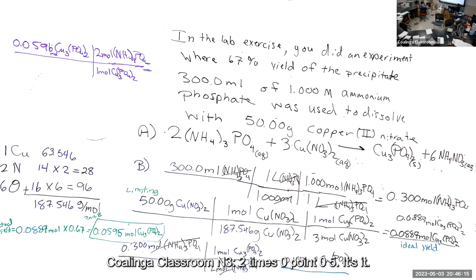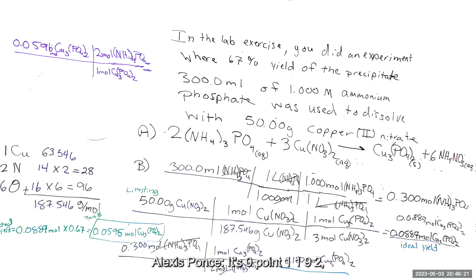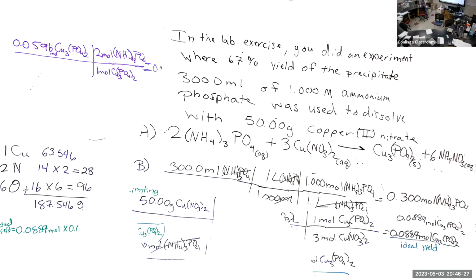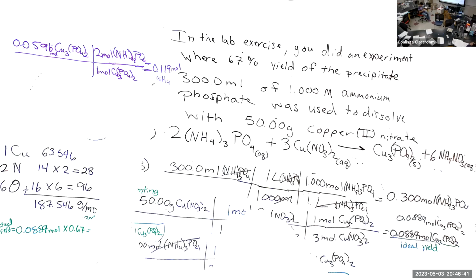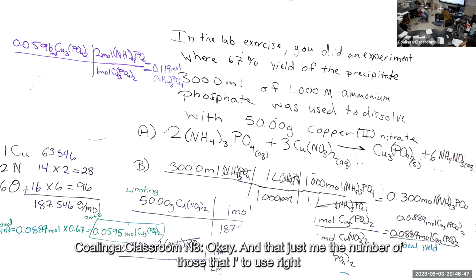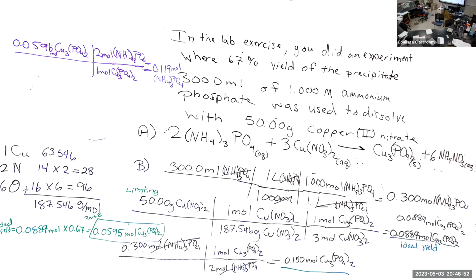2 times 0.0596. It's 0.1192. So then 0.119. And that gives me the number of moles that I actually use, right? Number of moles that we actually use.